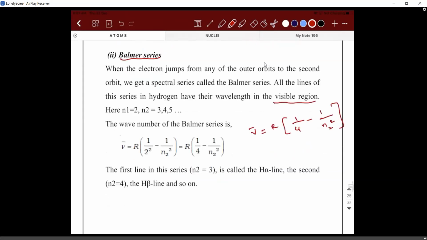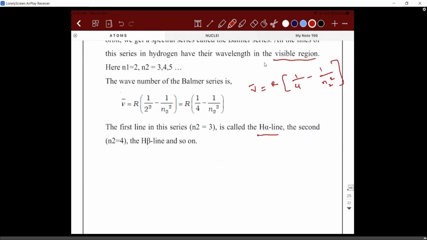Right? So this is extra information, and sometimes the question is asked based on this also. The first line in the Balmer series is called the H alpha line. The second line is called H beta. The third line is called H gamma. Then H delta. It keeps on going like that. Generally, sometimes in the question they say the H alpha line is produced. So the H alpha line is produced in which series? Balmer series. And it is the first spectral line.